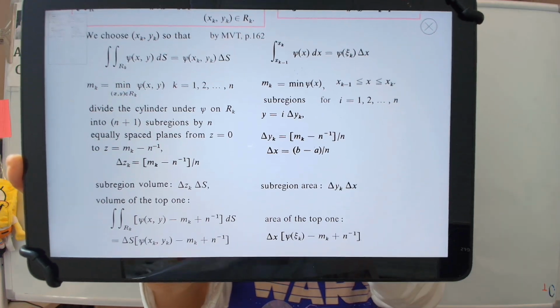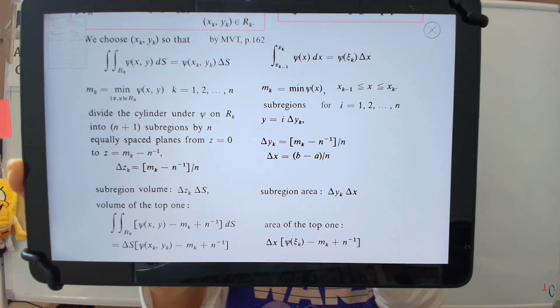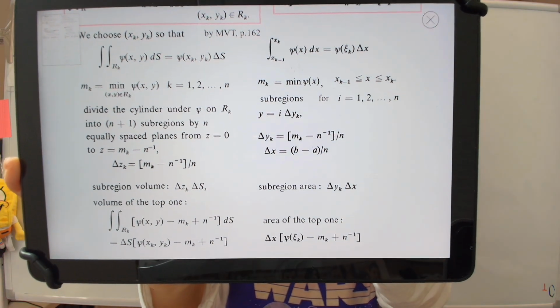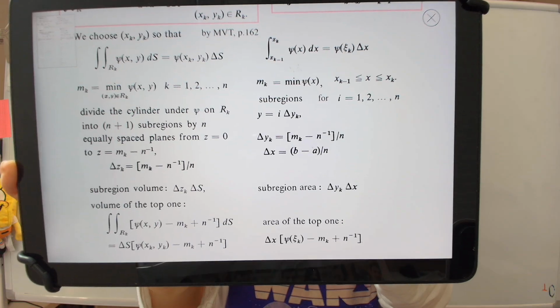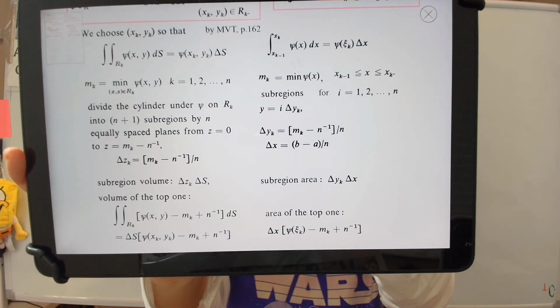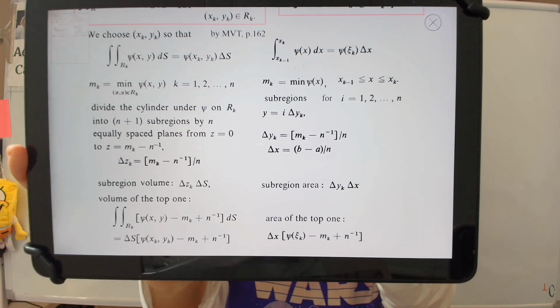Before we divided it by equally spaced horizontal lines. Now we're dividing by equally spaced horizontal planes from z equal to 0 to z equal to mk minus 1. And you notice the similarity with the previous version. So delta zk is identical to delta yk. All right.